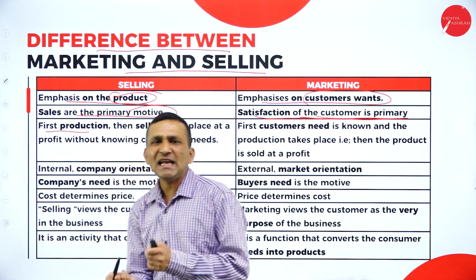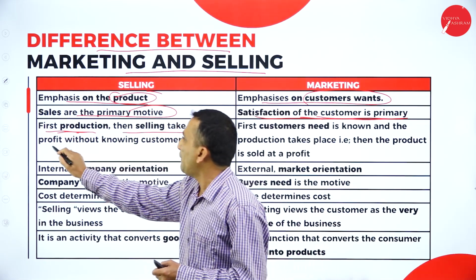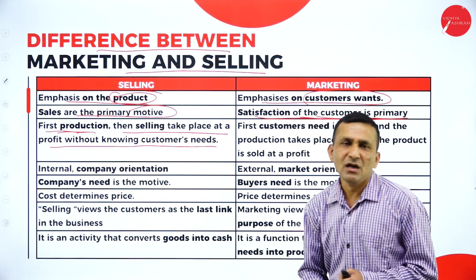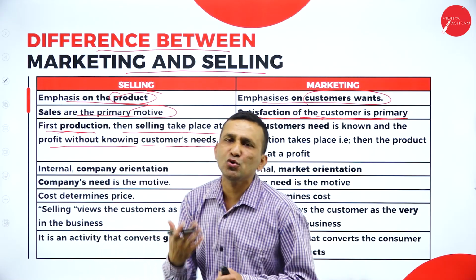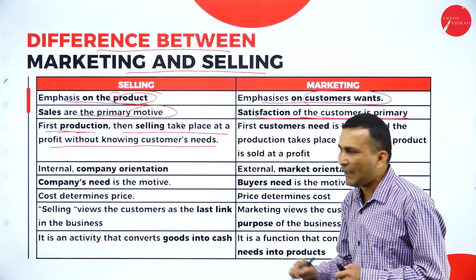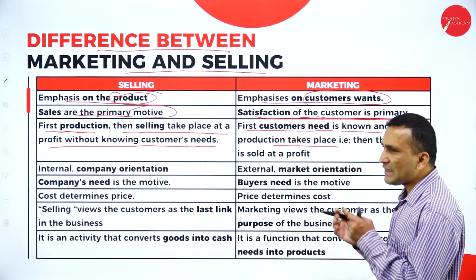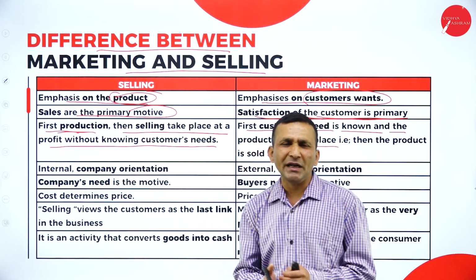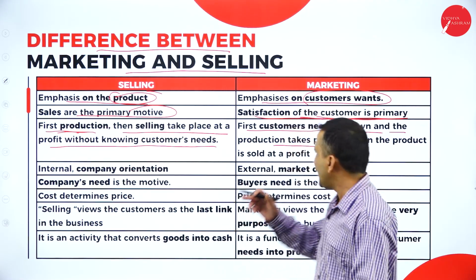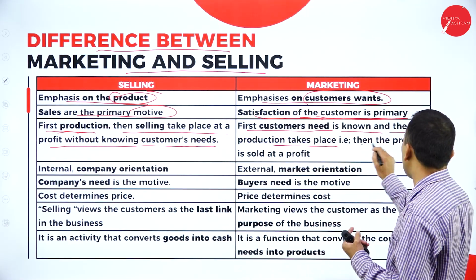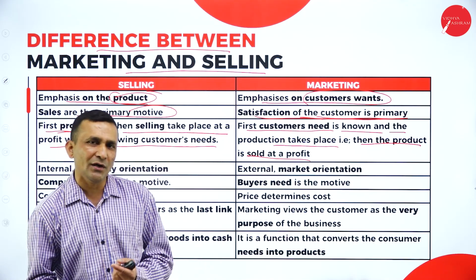Under sales, it is completely production first, then selling takes place for profit without knowing the customer needs. We are not bothered about the customer needs. We are just focusing on how I can increase aggressive sales. But in the case of marketing, the customer needs are known first, then the production takes place. That means you are working based on customer priority. Now the company starts producing, and once they produce as per the expectation, they start selling the product. Then the product is sold for profit. Of course, they want to survive. The profit is very important for surviving.